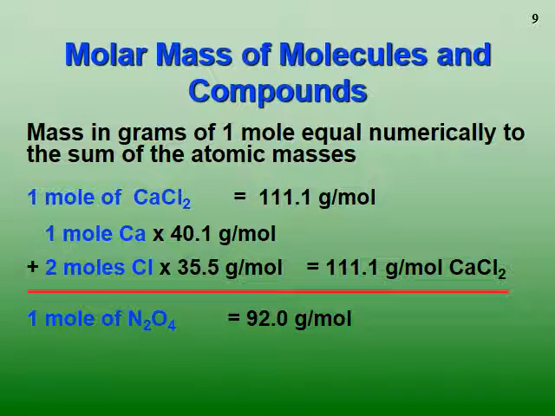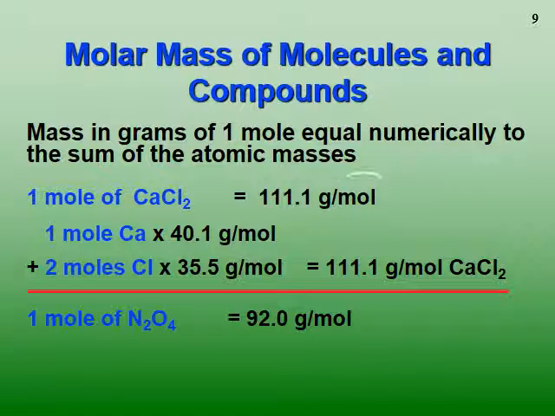So, molar mass of molecules and compounds. The mass in grams of 1 mole equals numerically the sum of the atomic masses. So this is where our last lesson came in. 1 mole of calcium chloride is equal to 111.1 grams per mole. So 1 mole of calcium is 40.1 grams per mole, plus 2 moles of chlorine, which is 2 times 35.5, to give 111 grams per mole of calcium chloride.